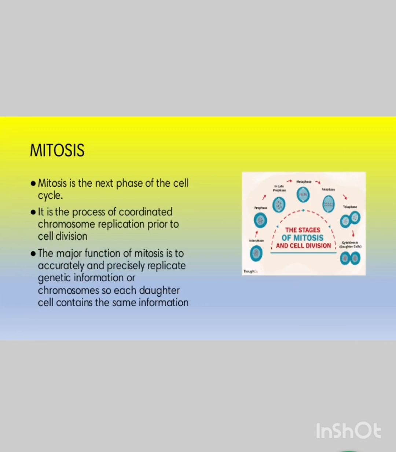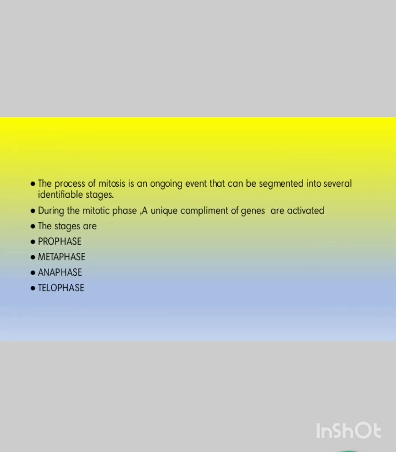Next is mitosis. Mitosis is the next phase of the cell cycle. It is the process of coordinated chromosome replication prior to cell division. The major function of mitosis is to accurately and precisely replicate the genetic information of chromosomes, so each daughter cell contains the same information. And next, the process of mitosis is an ongoing event that can be segmented into several identifiable stages. During the mitotic phase, a unique complement of genes is activated. These stages are prophase, metaphase, anaphase, and telophase.